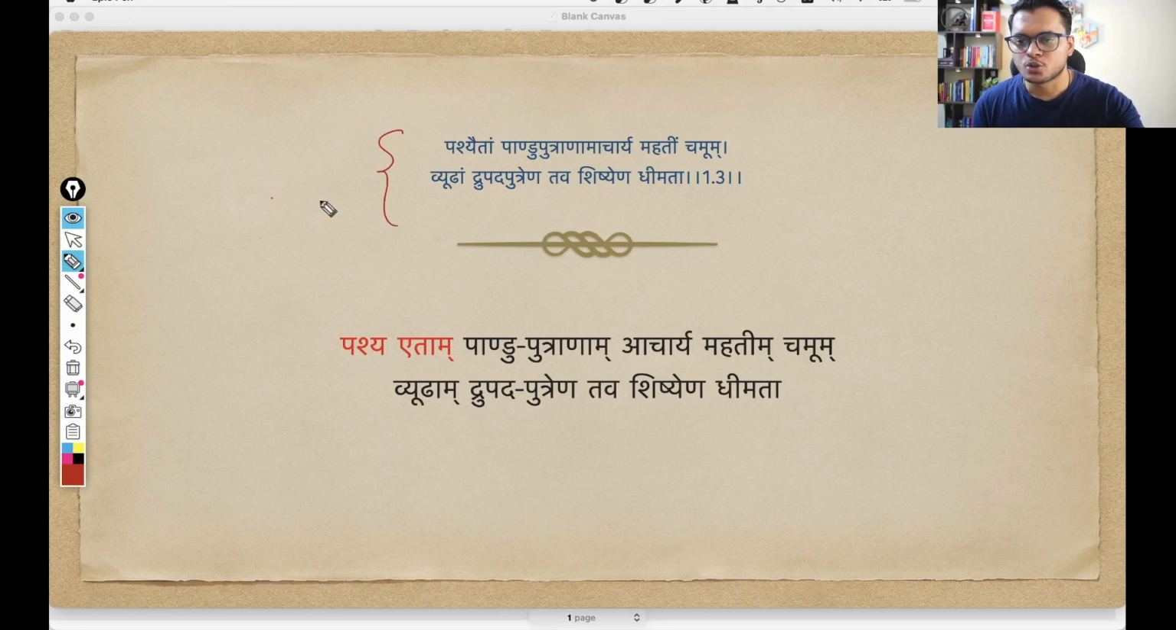Anyway, this is the shloka that I just narrated, and this is the Sandhi Vichhed version. There is only one Sandhi in this shloka, this word Pashyaitam. Upon Sandhi Vichhed, it reveals two individual words, Pashya and Etam. So, Pashya Etam Panduputranam Acharya Mahatim Chamun Vyudham Drupadaputrena Tava Shishyena Dhimata.